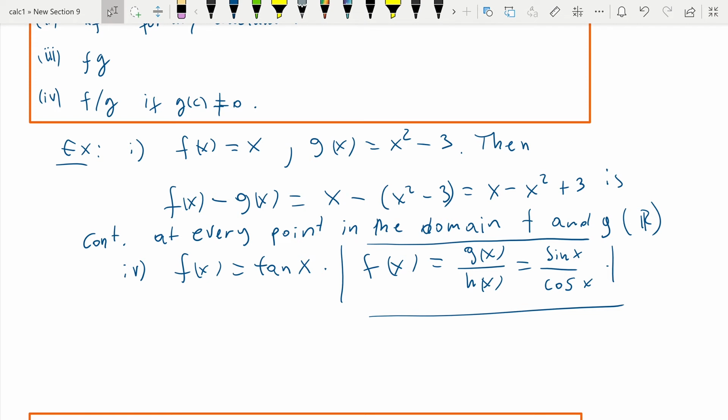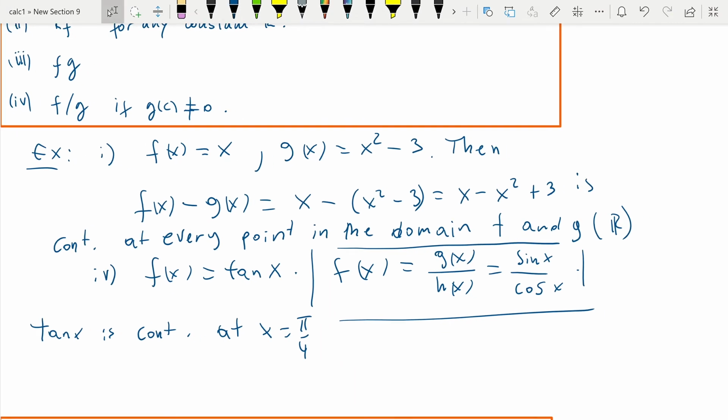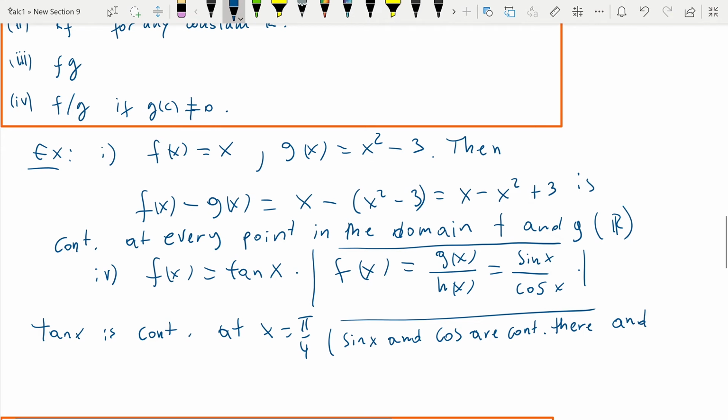So it is continuous at x equals pi over 4 because sine and cosine are continuous there, and we need to check one more thing, and that is that cosine of pi over 4 is not equal to 0.